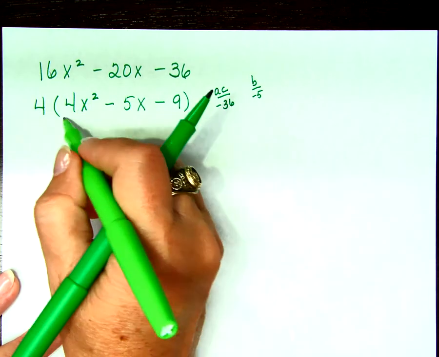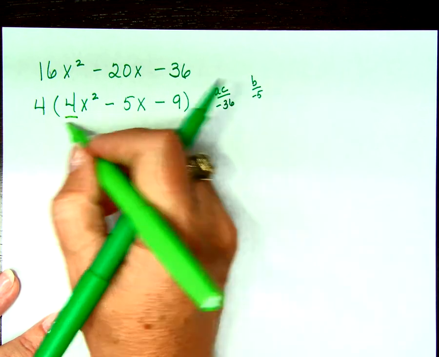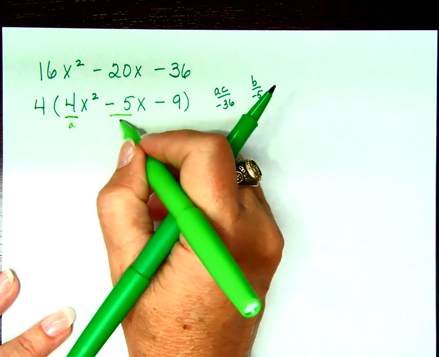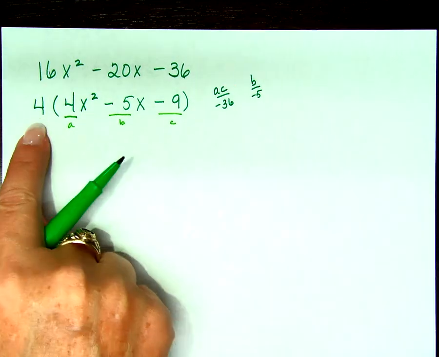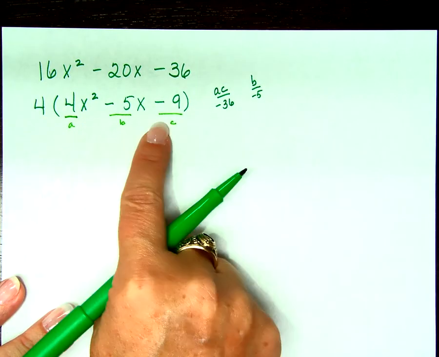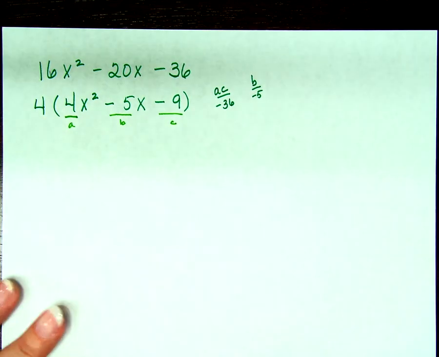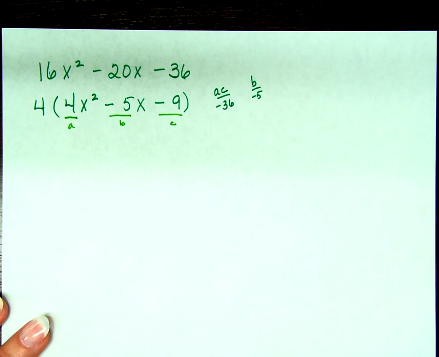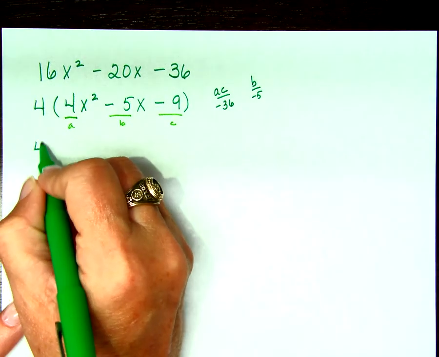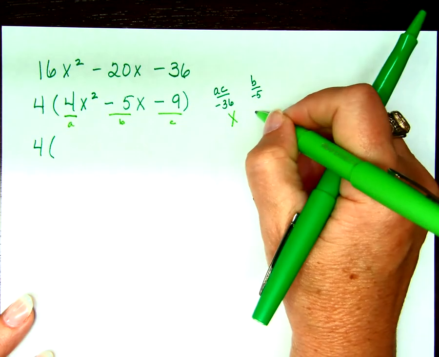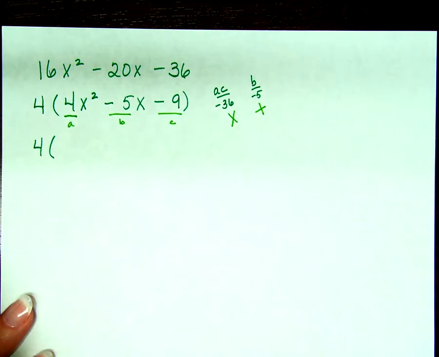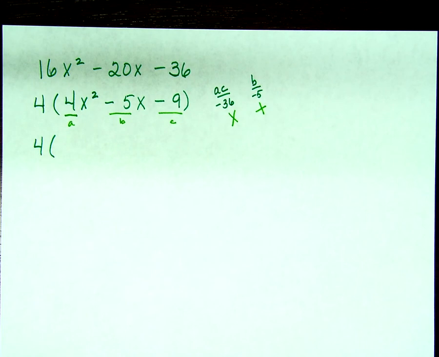Right? A is in front of the x squared. B is in front of the x. C is the constant at the end, right? No variables with it. That's not labeled because it's not one of our important coefficients that we have right here. Okay? So when I do the next step, I need to just drag that 4 along, okay? So what multiplies to be negative 36 and adds to be negative 5, please don't answer out loud yet. Multiplies to be negative 36 and adds to be negative 5.